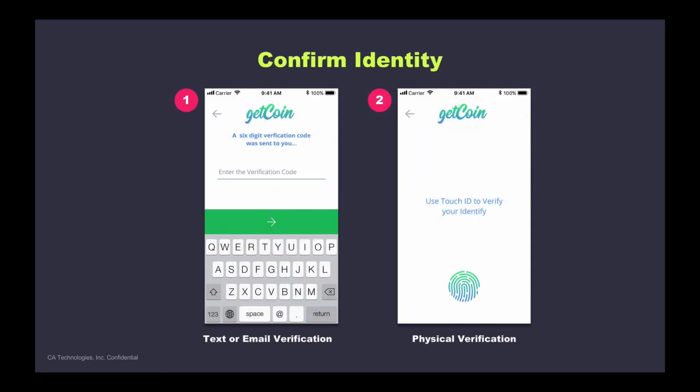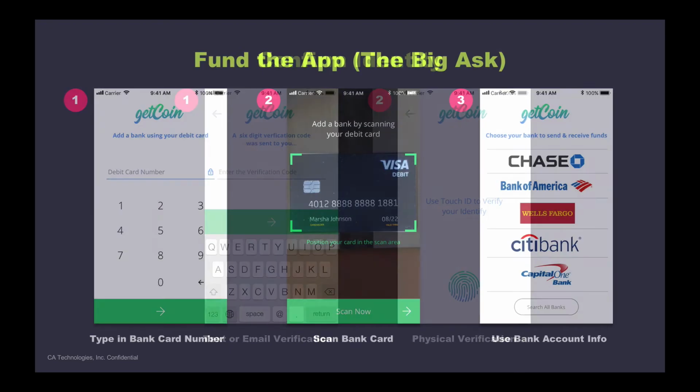So now that we know who they are, we need to confirm their identity. And there's a couple of ways that we can do that, either through text or email verification, or if you have, for example, an iPhone or one of the new Samsung devices, we could do it through physical verification. So by show of hands, how many want a text or email verification? All right, and how many for the physical verification? All right, it looks like text or email to confirm your identity it is.